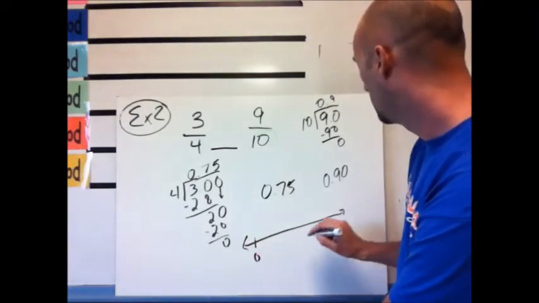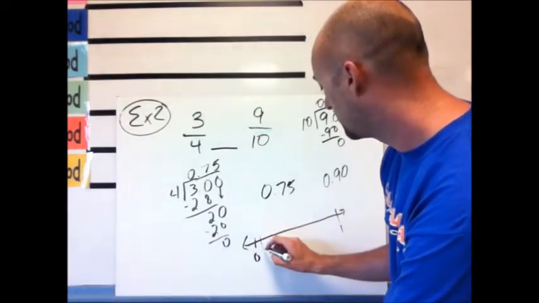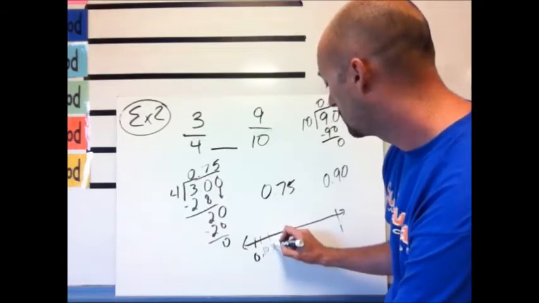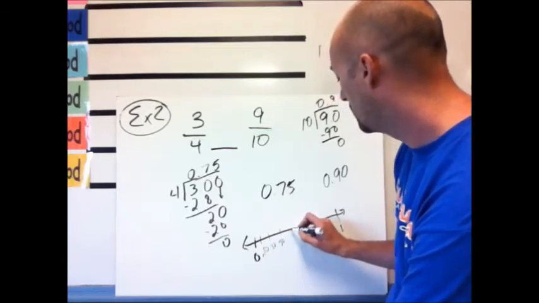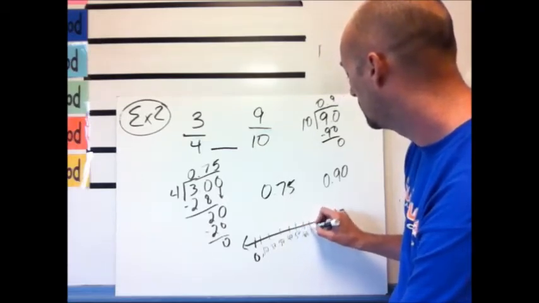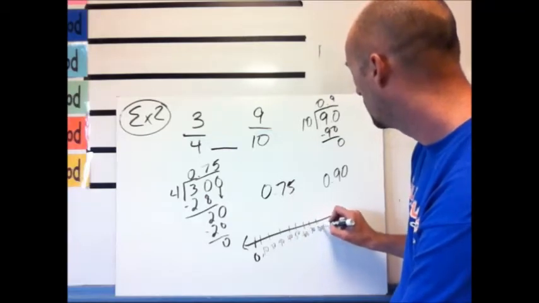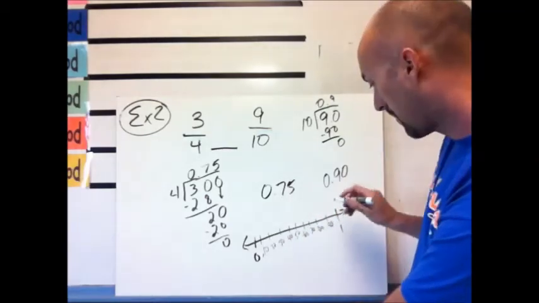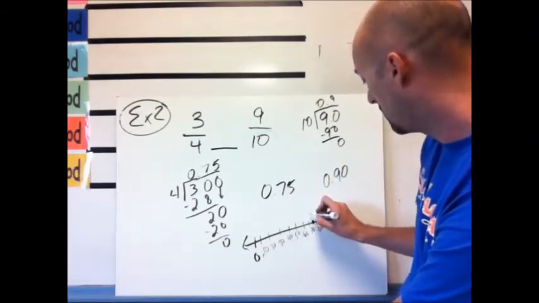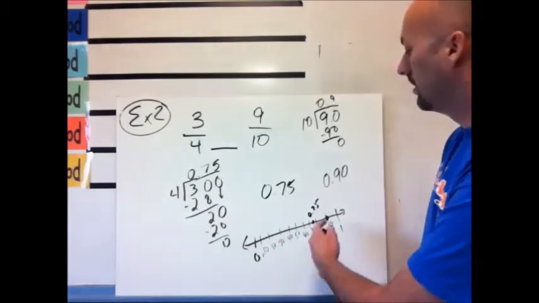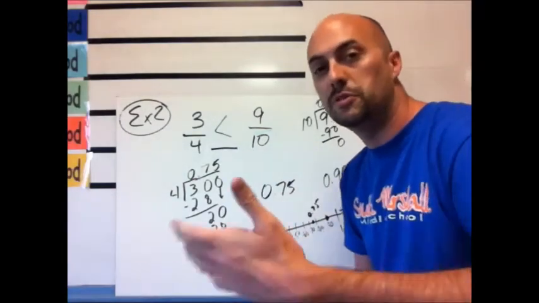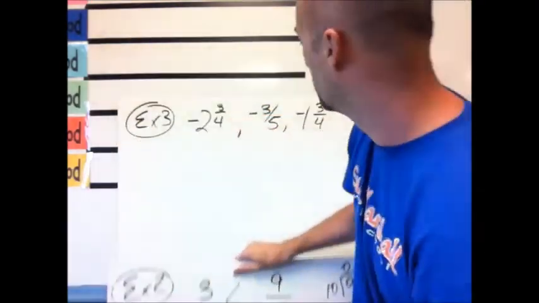Here's 0. Here's 1. And I'm going to count by tens. I'm going to call this 10 hundredths, 20 hundredths, 30, 40, 50, 60, 70, 80, 90. So that one I already know for sure. That one is going to be between 70 and 80. And again, to the left, so that tells me that that is less than. So you can use decimals, you can use fractions, and your choice on how to do that.